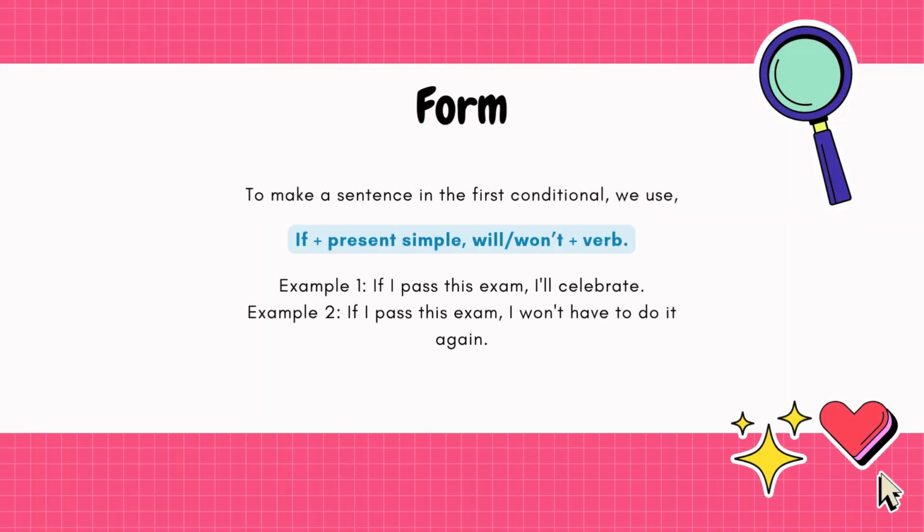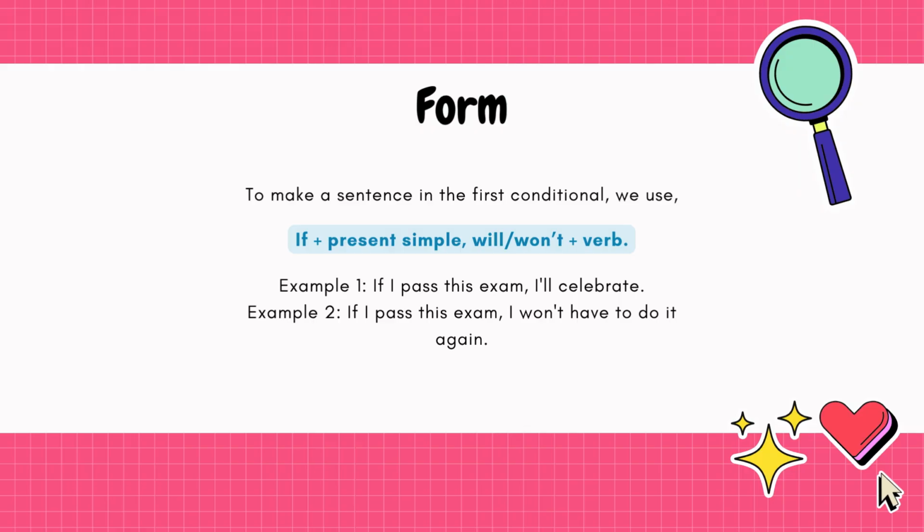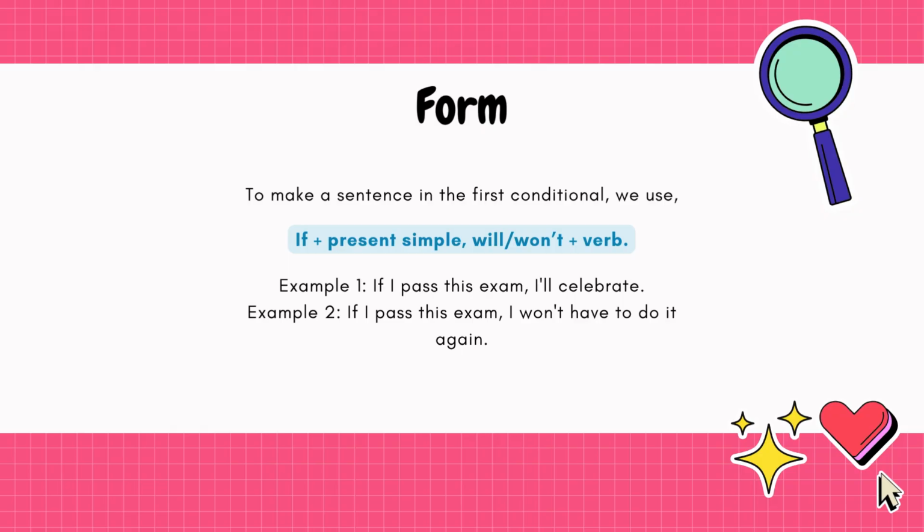Form. To make a sentence in the first conditional, we use if plus present simple, comma, will, won't, plus verb. Example 1. If I pass this exam, I'll celebrate. Example 2. If I pass this exam, I won't have to do it again.